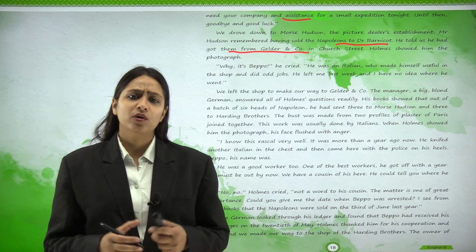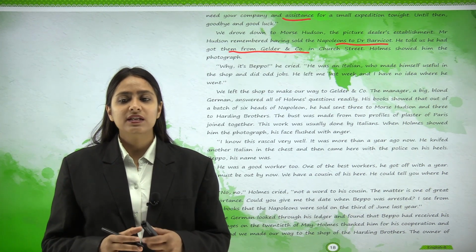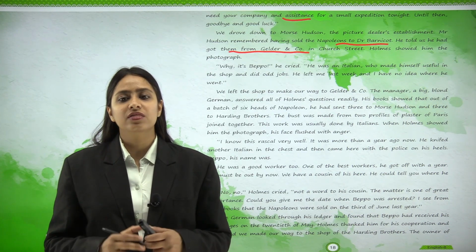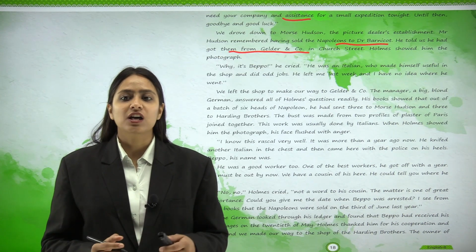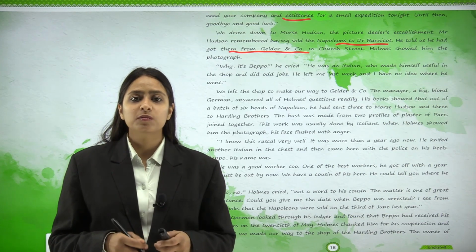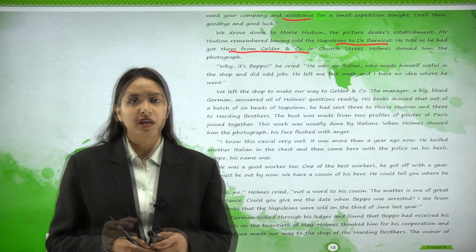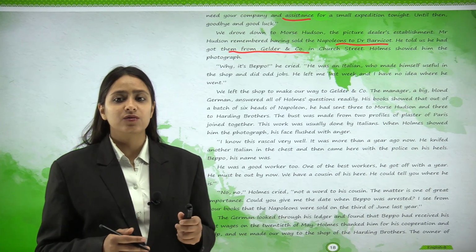"Why, it's Beppo," he cried. "He was an Italian who made himself useful in the shop and did odd jobs. He left me last week and I had no idea where he went." So now Mr. Holmes showed him the picture of the dead man, and Mr. Hudson is telling that it was Beppo.